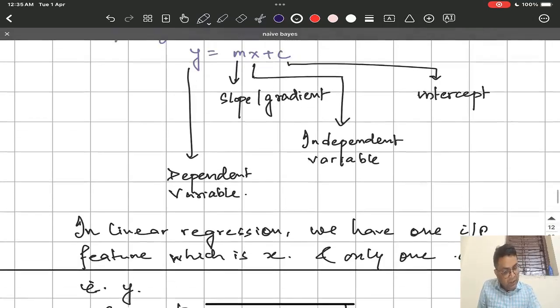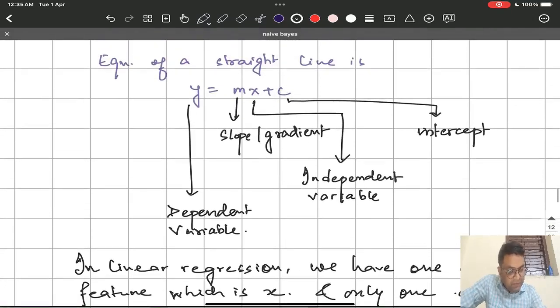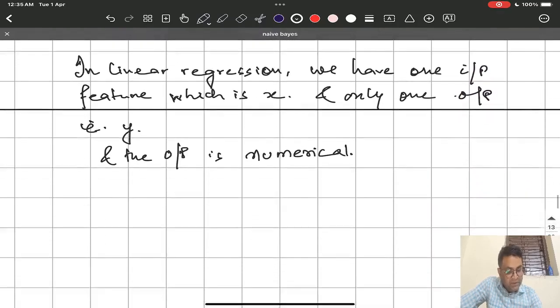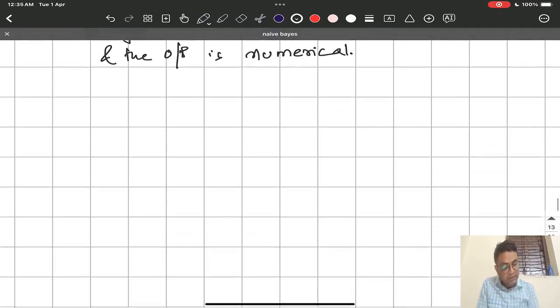Understood? Now what I am saying, y is the dependent variable, m is the slope or gradient, x is the independent variable, and c is the intercept. Now what are all these things? We are going to discuss in some time. First, let me take an example. Let me take an example of hours of study.